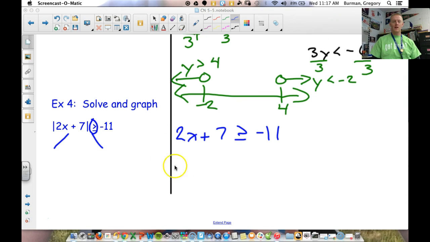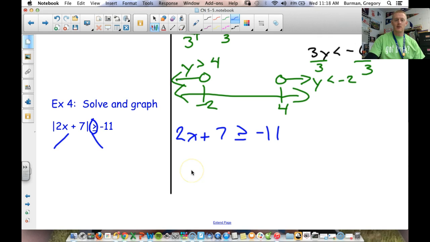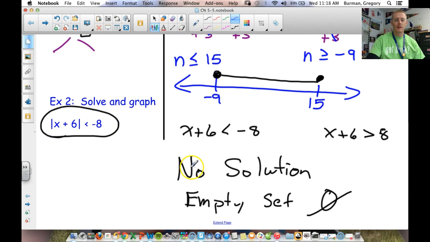Now, folks, if we were to remember what we did with our last problem, let's go back to it, I'll show you, just so that we're all on the same page here. Because x plus 6 cannot be less than a negative number, because x plus 6 cannot be negative in its own right, that's why we have no solution.